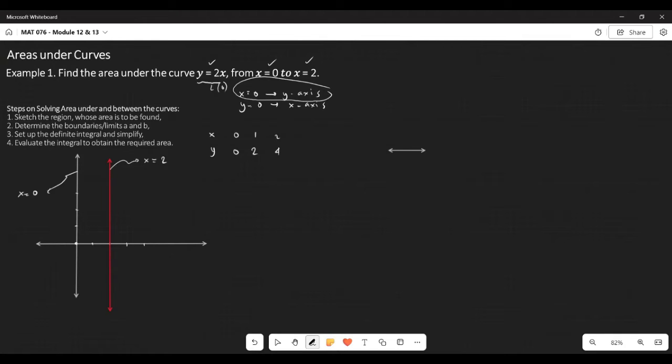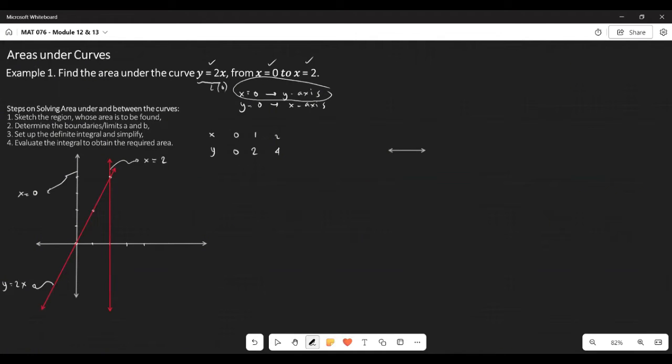Okay. So if x is 1, our y is 2, so it will fall here. And then when our x is 2, y is 4, so it will fall here. There. Connect those three points with a line, as usual. So this is our y is equal to 2x. Now we have the intersection and we have the boundaries.